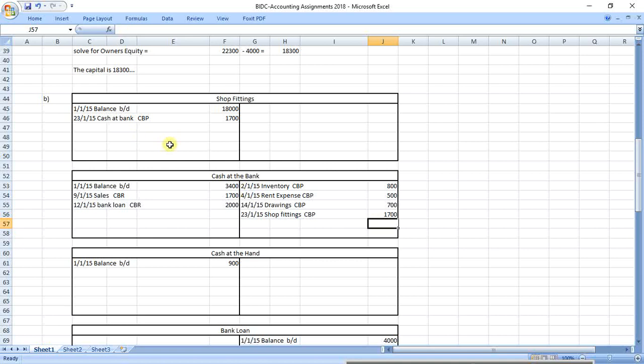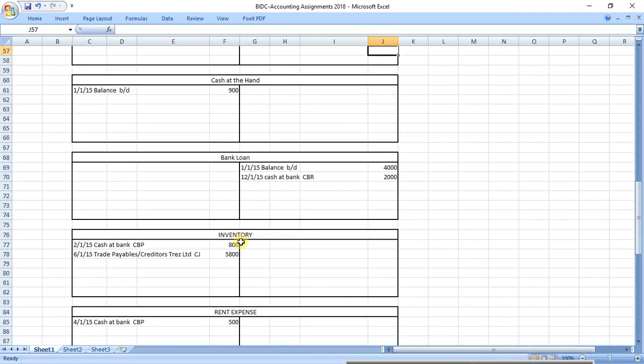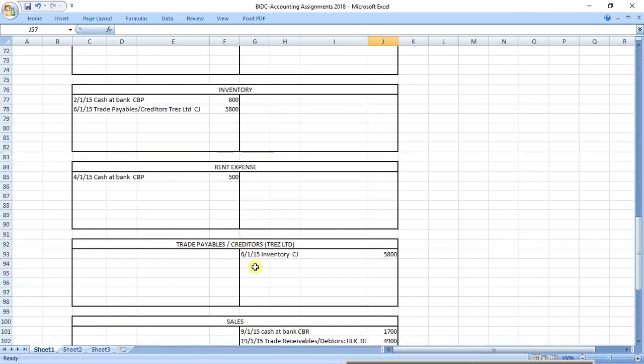Paid Trace Limited by check. So good. Trace was a liability. 5,800. So we're going to debit his account with 5,800. Good. Did you pay them the full amount? No, you didn't pay the full amount. It just said paid Trace by check. Yeah, how much did you pay? 2,900. Okay, so 2,900 was paid, and this came out of the bank.